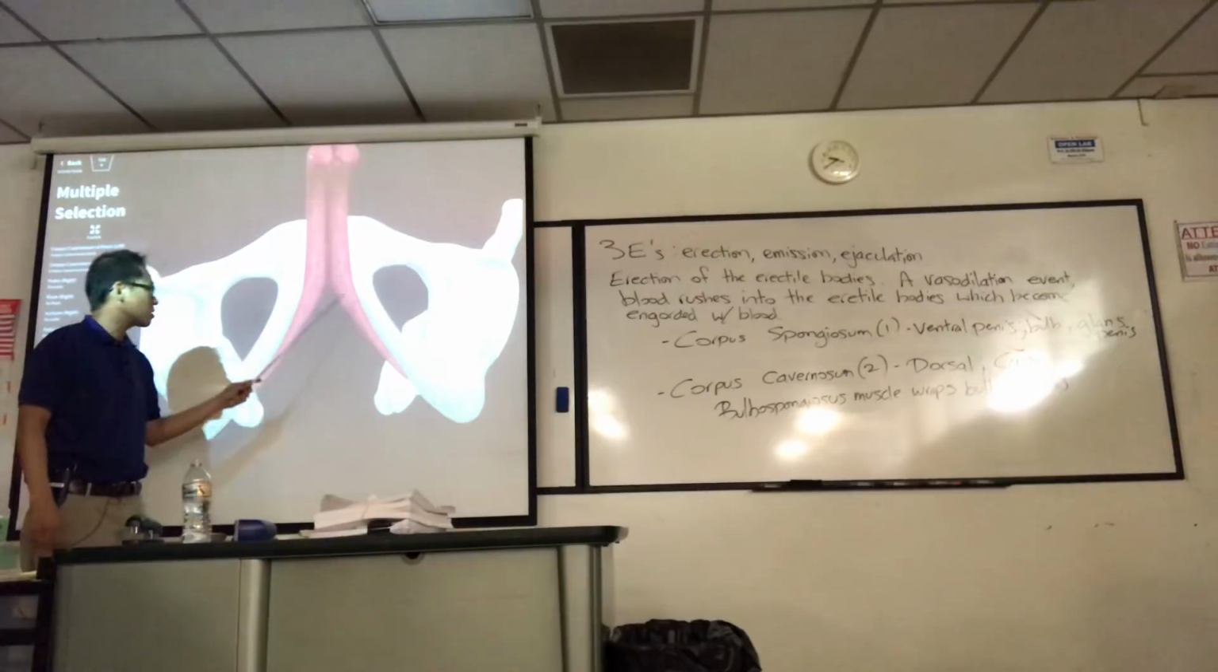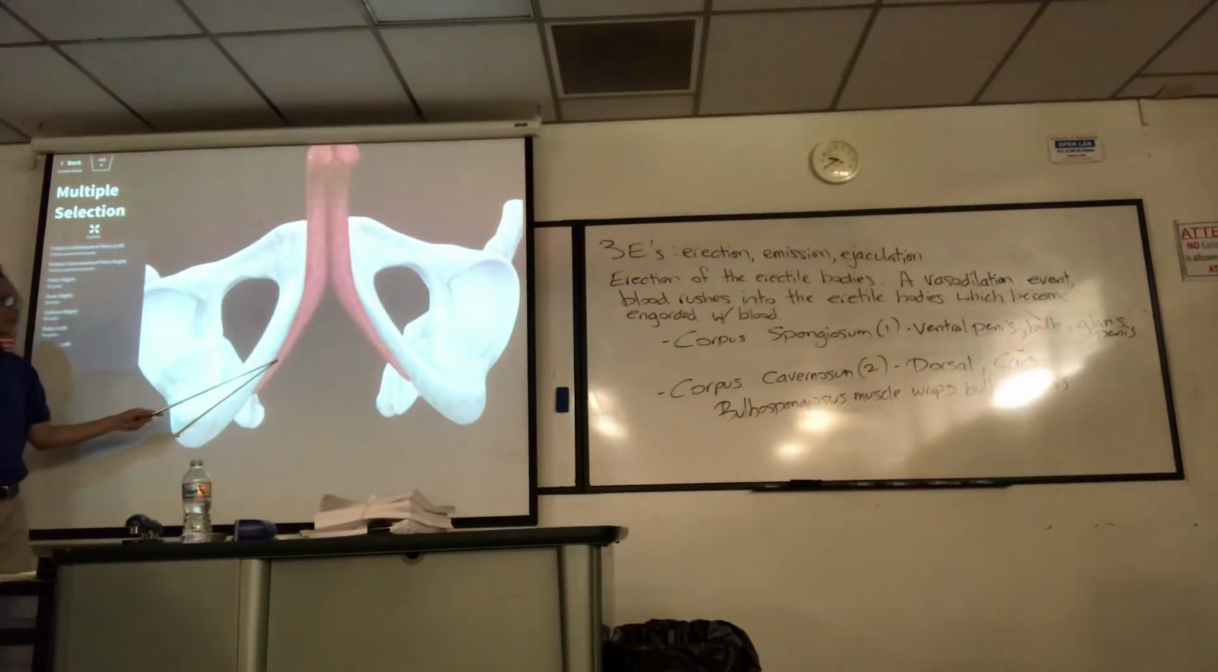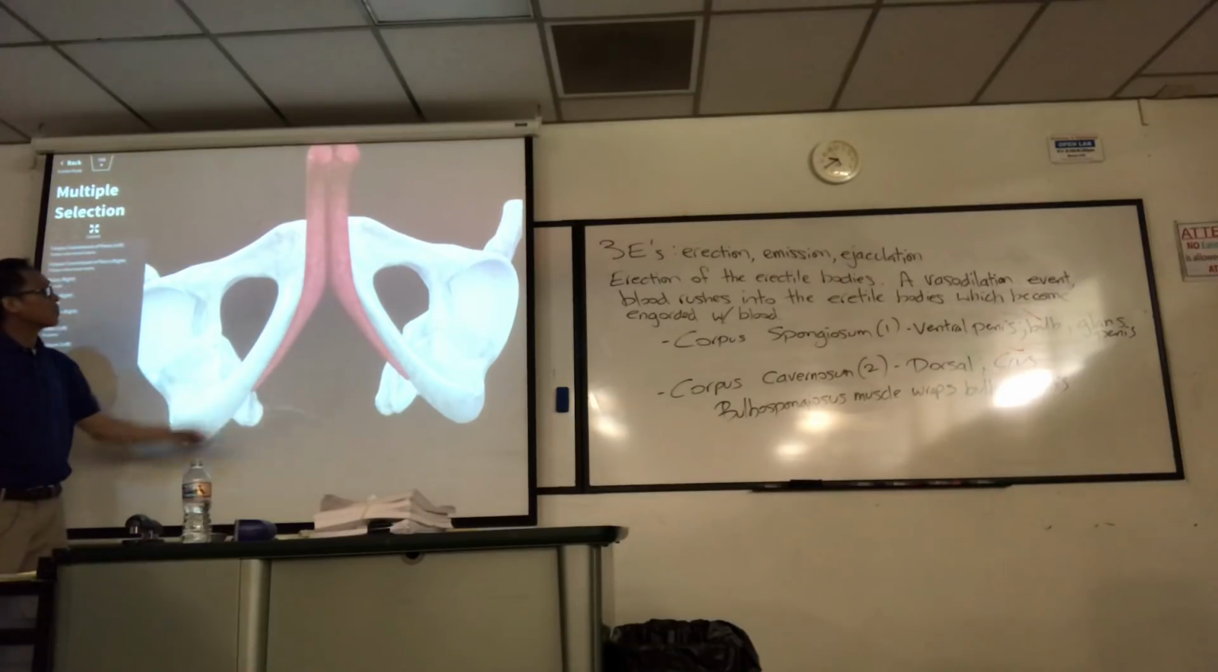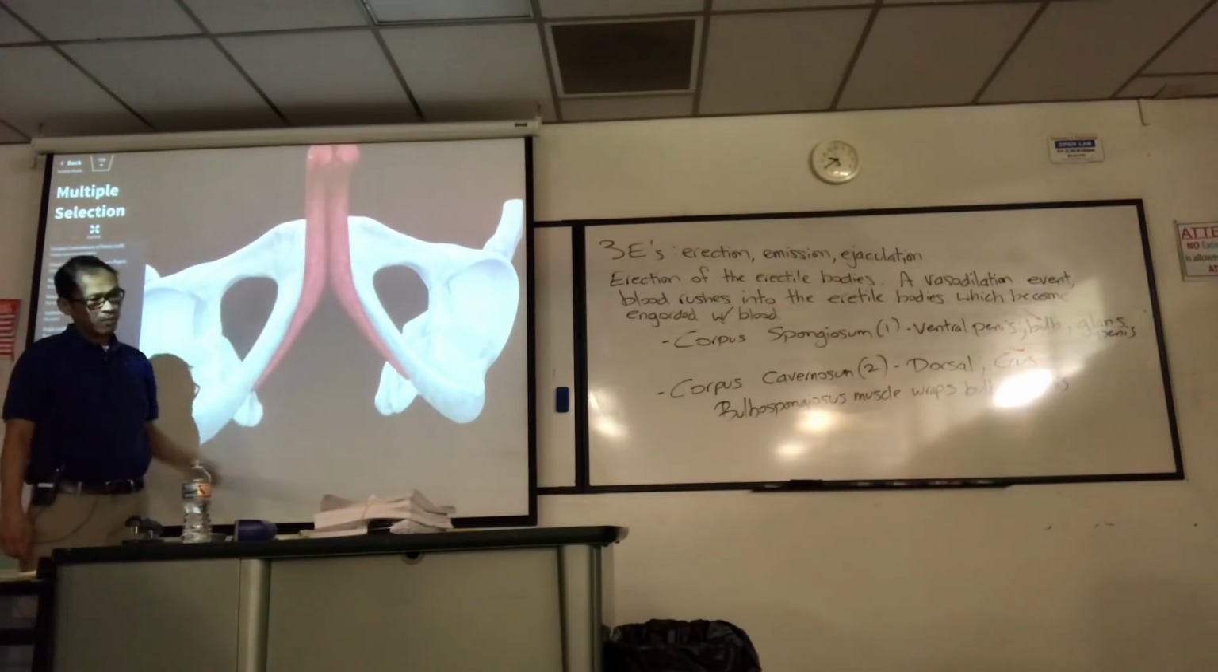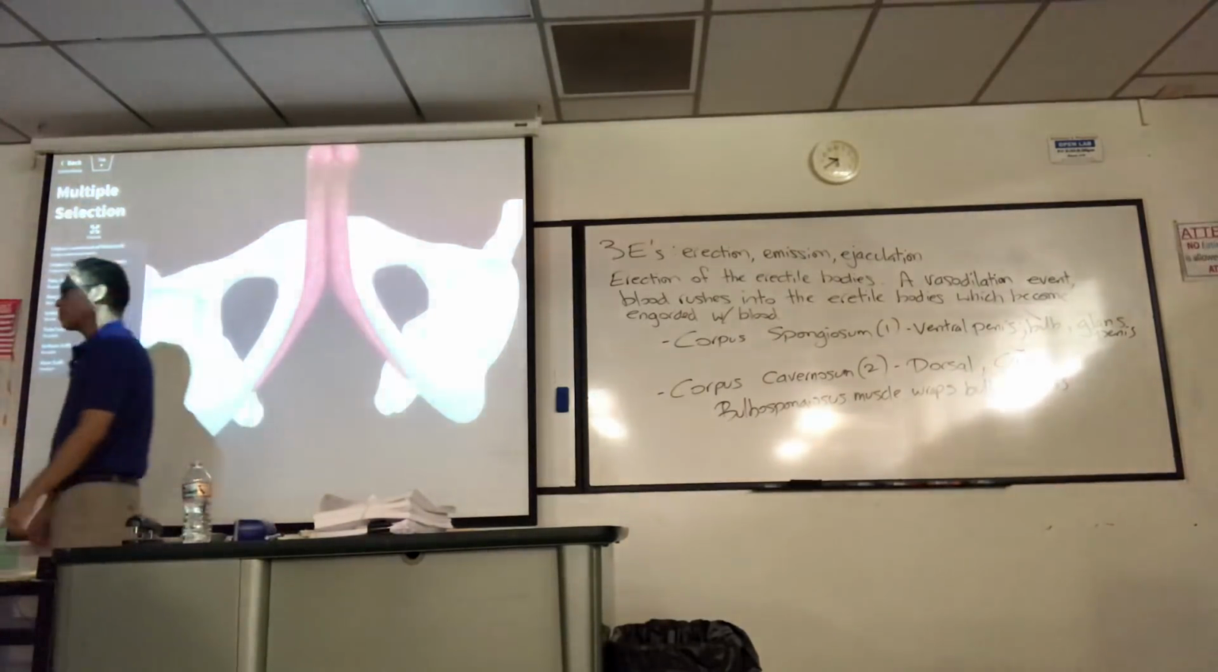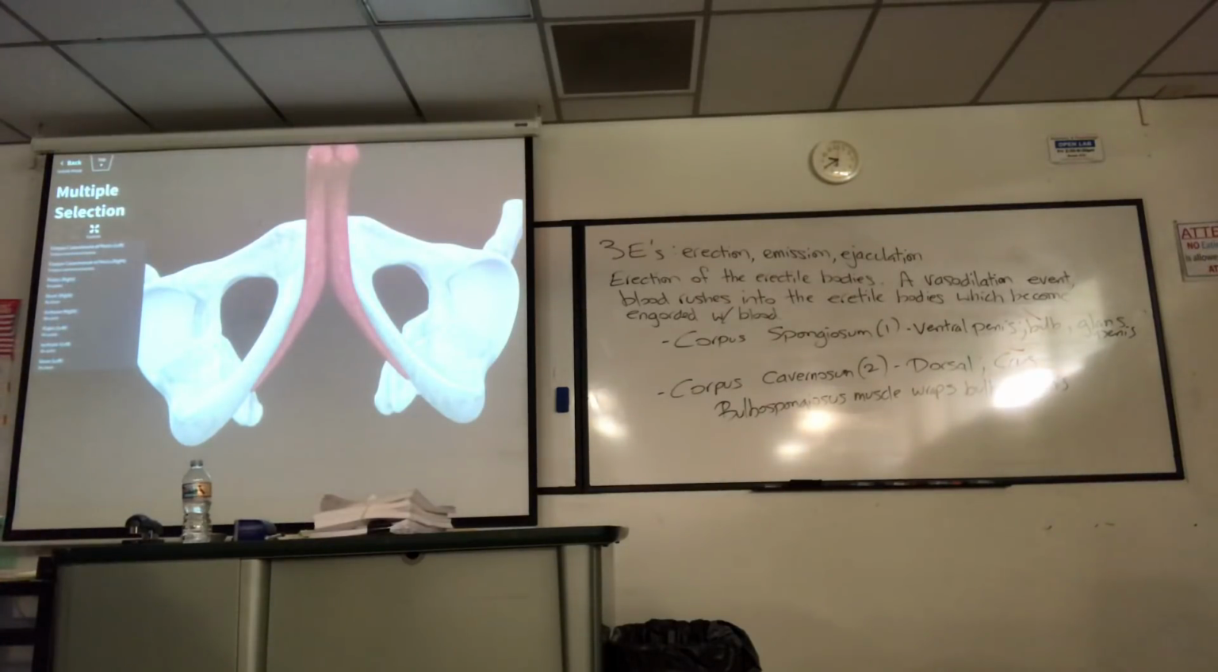And we wrote that down. What are these called? The legs, yeah, the crura of the penis. Okay, so there's two of them. They form the dorsal penis.